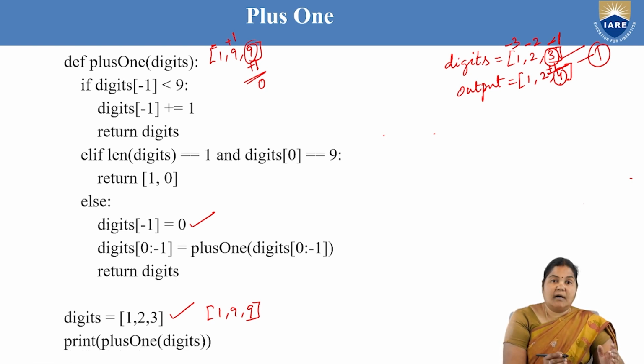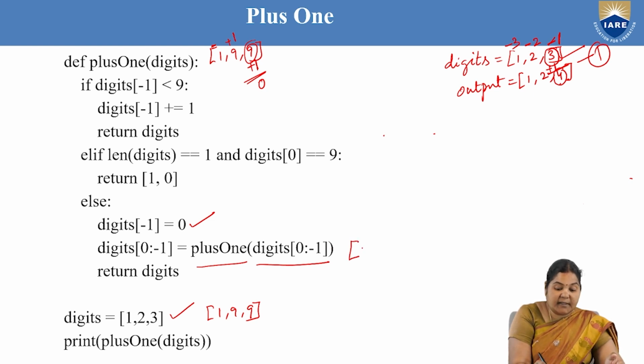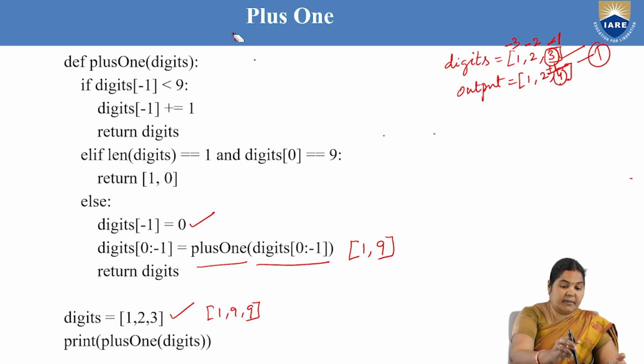Next, that carry has to be added again with the previous digit. So what I will do is call the function plusOne and pass the digits from 0 up to -1. 0 to -1 means my list is now changed to 1 and 9. When -1 comes, it will stop. So it is up to -1, which is 1 and 9. So that is what I am passing. So next time I am passing 1, 9.